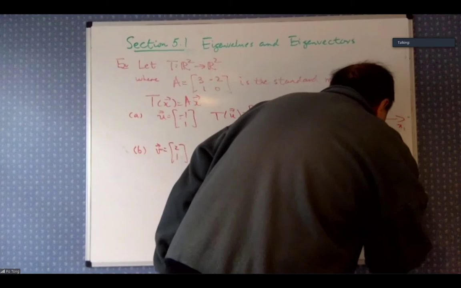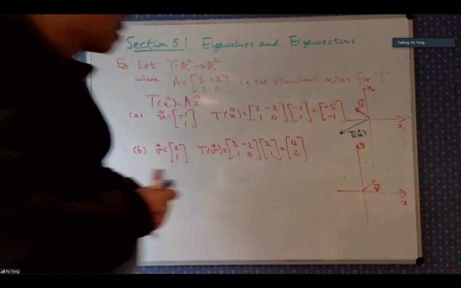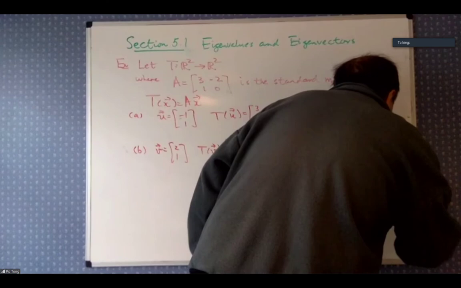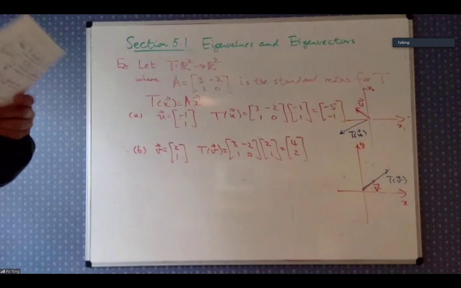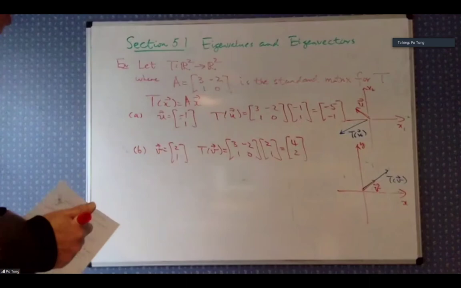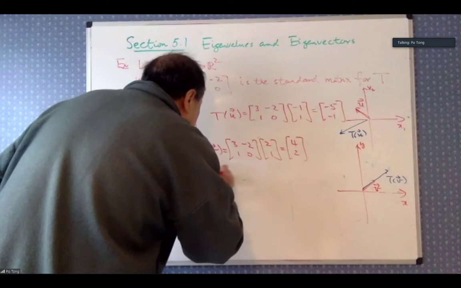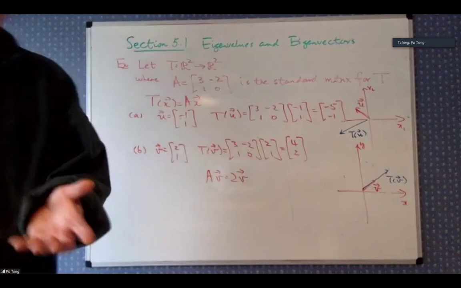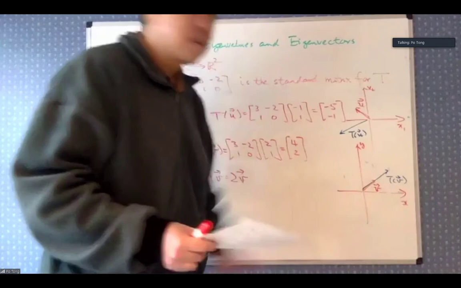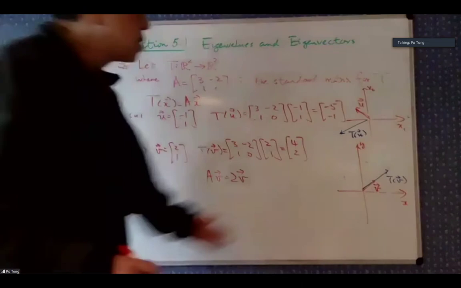The new vector under the transformation becomes this, the same direction. Okay? Same direction. So this v has a property that A times v is equal to 2v. So A times v is just lengthening the vector. In that direction, the linear transformation represented by A just lengthens the vector by a factor of 2, okay?